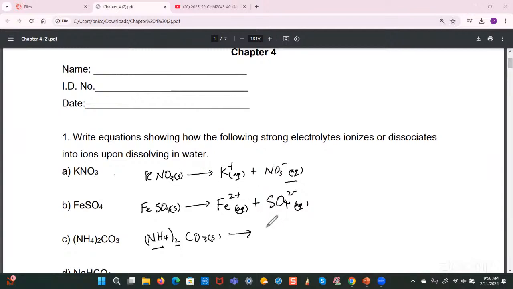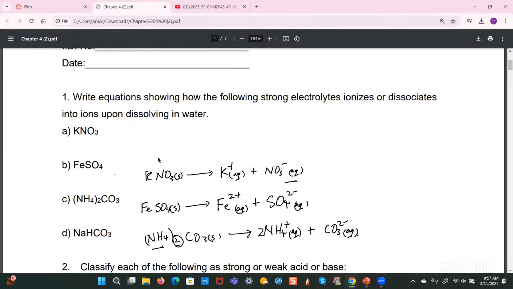Alright. NH4 plus 1, okay. But how do we account for the 2 here? So you're going to put a coefficient of 2 here, right? Aqueous plus what? CO3 2 minus aqueous. All right. Okay, and then the last one in this series, let me scroll down here.